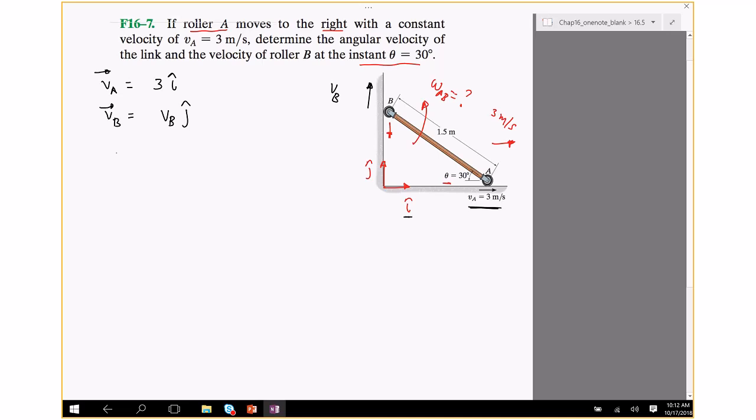Okay, and then finally, I'm going to assume that the angular velocity of AB is counterclockwise. So if I curl my fingers along omega AB, positive direction, the thumb gives the direction of the vector. So omega AB, the magnitude, which is unknown, times k.